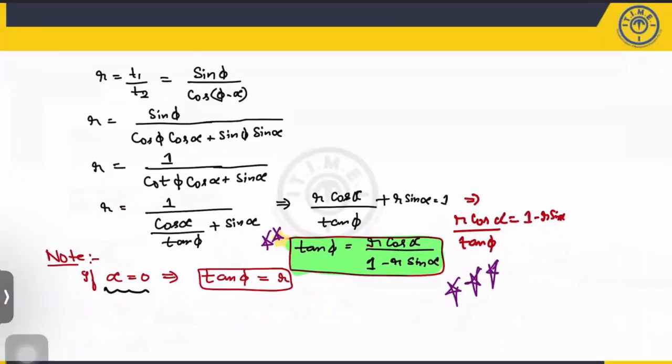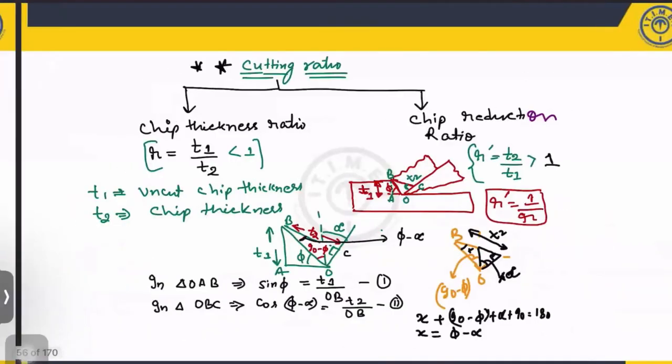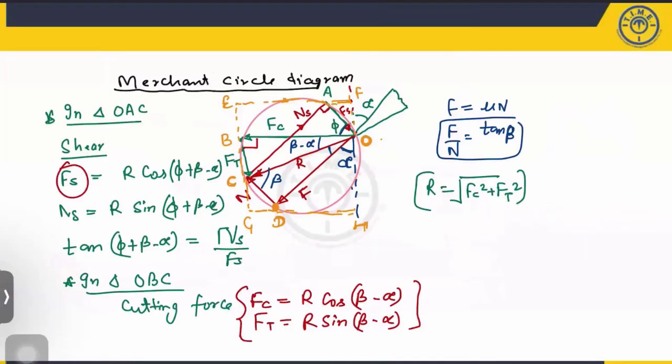Now come to the question. Before that, I want to discuss one more important thing, which is called the Merchant circle diagram. This is the heart of this chapter, metal cutting operation, because most of the questions are framed based on the Merchant circle diagram. There are some formulas. I will summarize all the formulas in a single slide. I'm just giving you an overview.